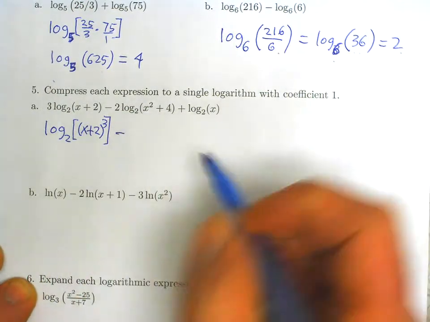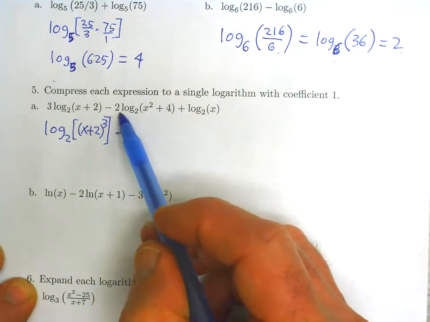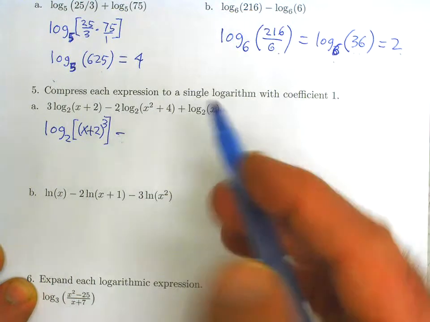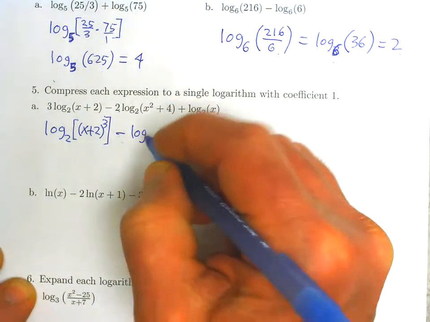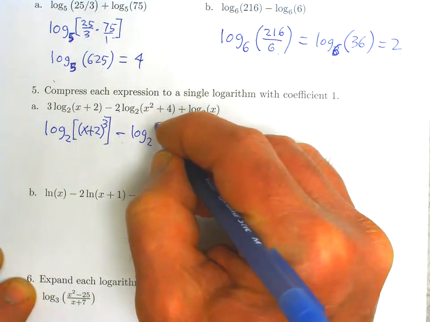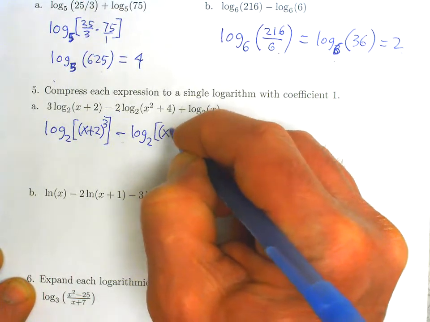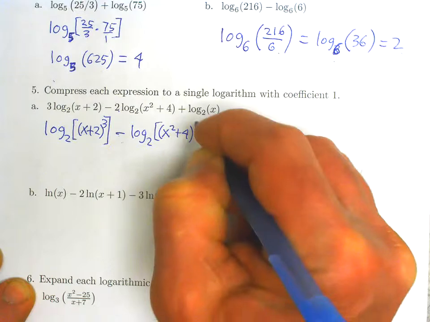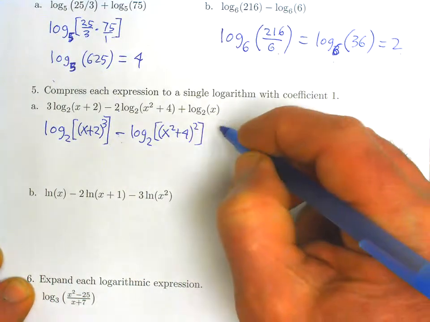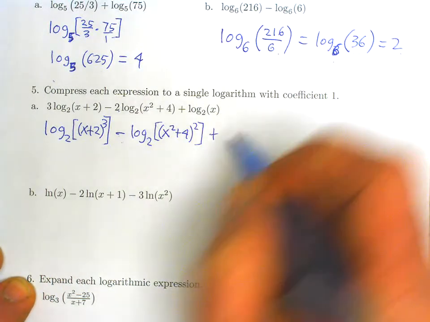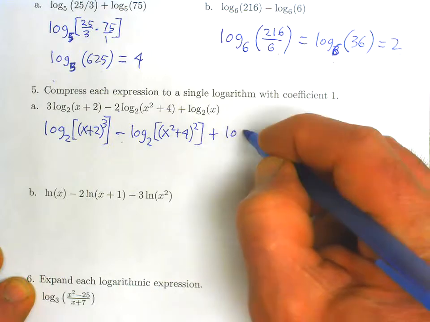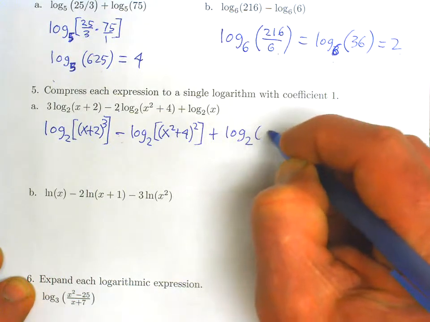And then we have minus, we're going to move the coefficient 2 to the position of the exponent. So we'll have minus log base 2 of the quantity x squared plus 4 squared. And for now, this third logarithm just stays the way it is, log base 2 of x.